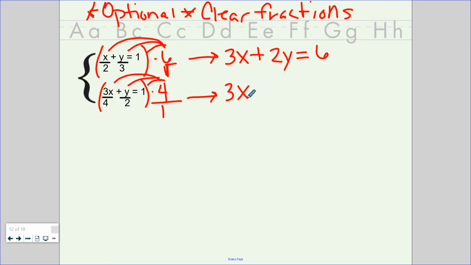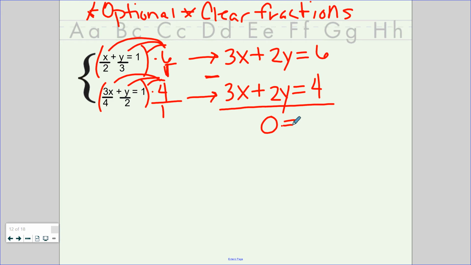I'll have a 4y on top divided by 2, which is going to give me a 2y. And on the bottom, I'm going to have a 4. Now, I don't have opposites, but I do have the exact same value. So this is an opportunity, instead of adding the equations, you can just go ahead and subtract them to get a variable to cancel. X's will cancel, and actually the y's will cancel in this problem as well. So we're left with 0, nothing on the other side.